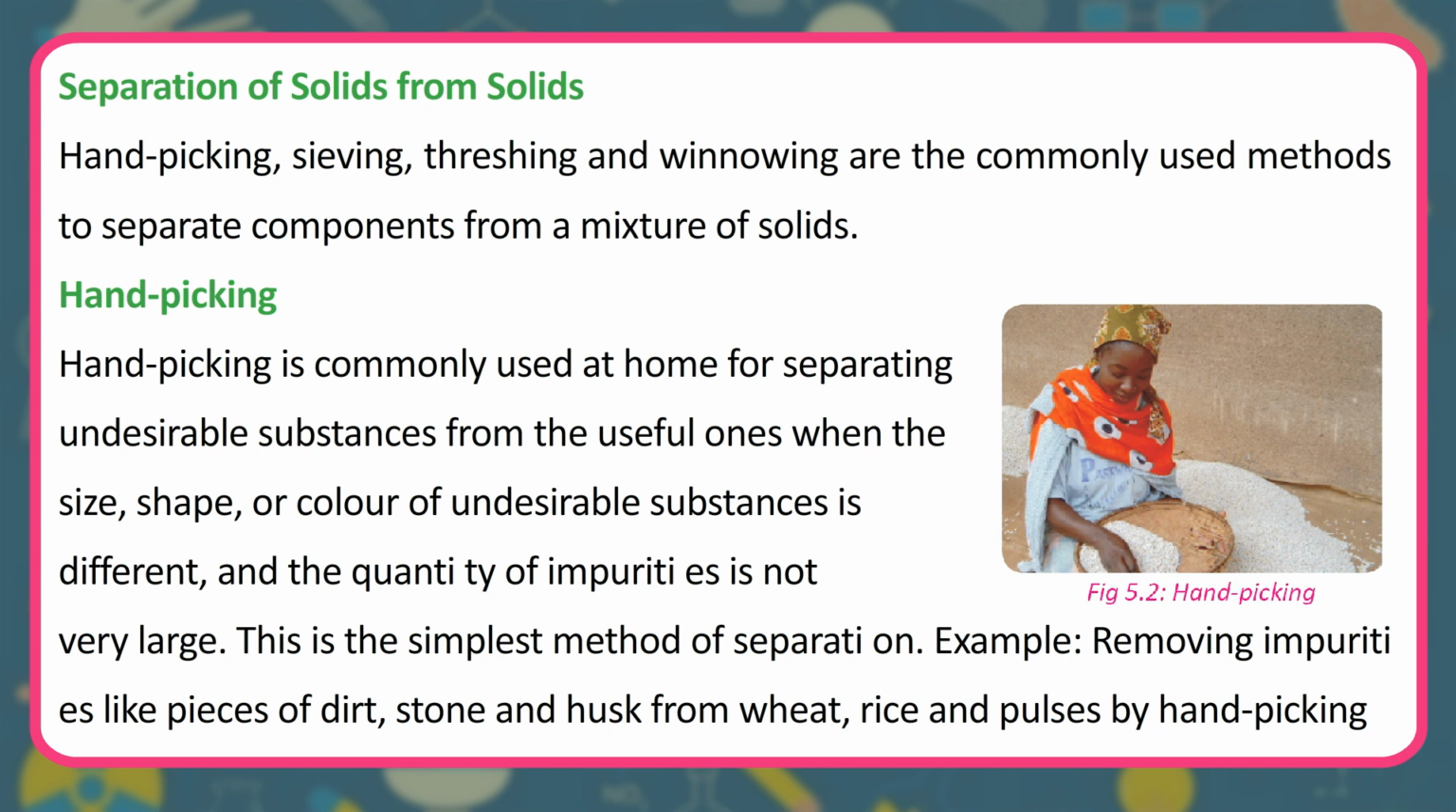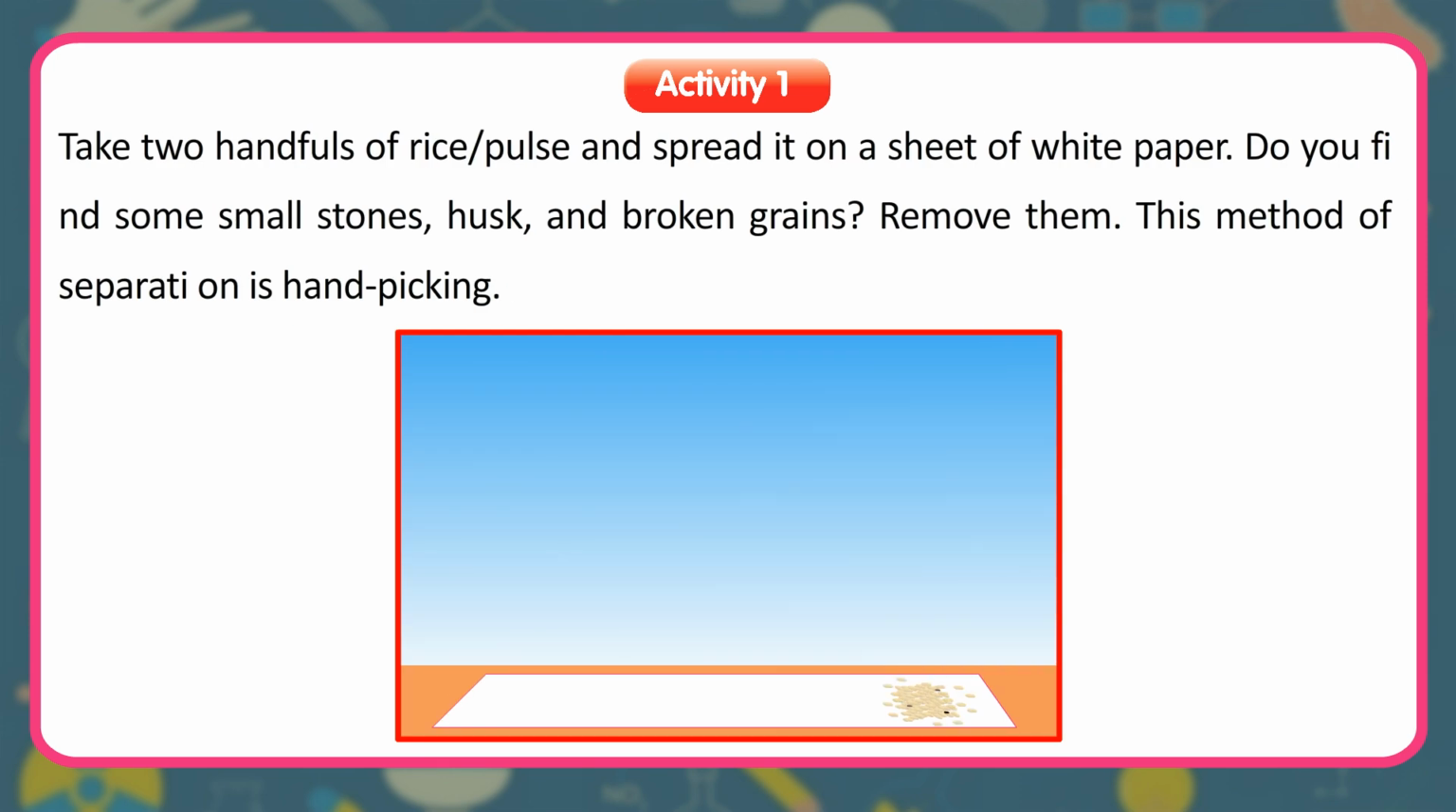Hand picking. Hand picking is commonly used at home for separating undesirable substances from the useful ones when the size, shape, or color of undesirable substances is different, and the quantity of impurities is not very large. This is the simplest method of separation. Example: removing impurities like pieces of dirt, stone and husk from wheat, rice and pulses by hand picking. Activity: take 2 handfuls of rice pulse and spread it on a sheet of white paper. Do you find some small stones, husk, and broken grains? Remove them. This method of separation is hand picking.